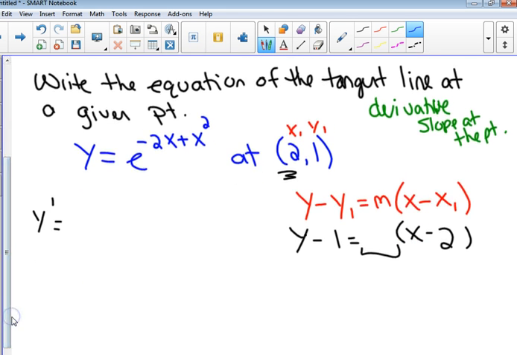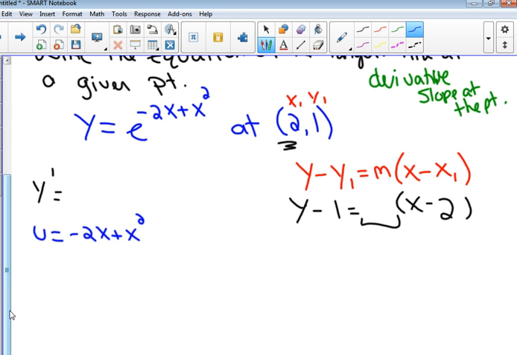All right, so let's see. What would you guys want u to be? Negative 2x plus x squared. Awesome. So is this part what we did yesterday? Yep, this part's what we did yesterday. Okay. So now if you wanted to do du, what's your derivative going to be? Negative 2 plus 2x. Good. What do we have to write here?